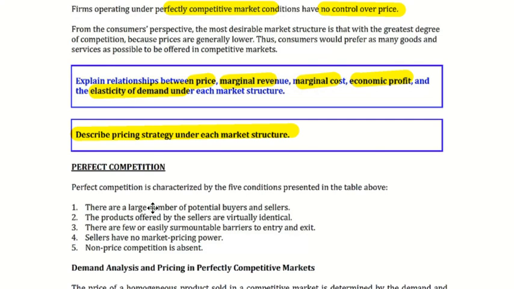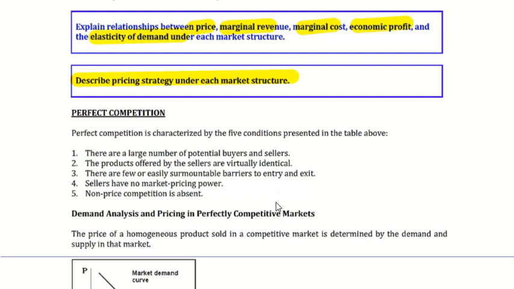We're going to go through each and every one of the market structures, so let's start off with perfect competition. What do we see in a situation of perfect competition? A large number of buyers and sellers. The products offered are virtually identical. There are not many barriers to exit and entry. The sellers of the product have no market pricing power. They cannot control the prices at all, and non-price competition is absent.